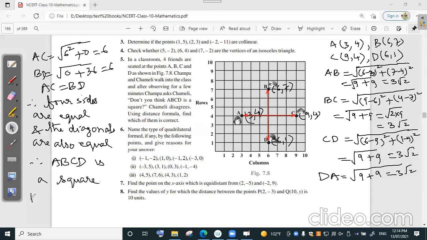Hence, Champa is correct. Champa said what? Champa walked in and, observing, asked, don't you think ABCD is a square? Chameli disagrees. So Champa said it is a square. Therefore, Champa is correct.